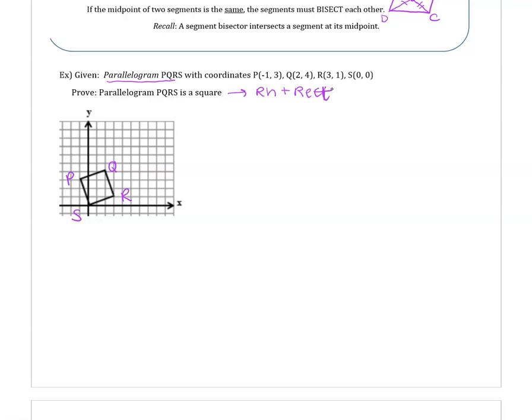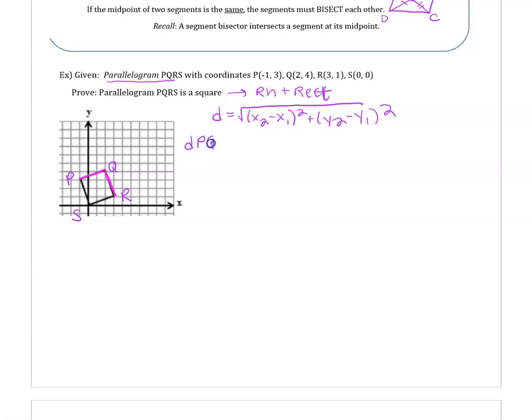Now, just to make sure we're using all of our different formulas, or at least 2 of the formulas, I'm going to start by using the distance formula. So distance equals, I'm going to write it down, the square root of x2 minus x1 squared plus y2 minus y1 squared. Now I'm just going to pick 2 sides. So let's say I pick PQ and QR. I'm going to show that those consecutive sides are congruent, because if I can show consecutive sides in a parallelogram are congruent, then that means that it must be a rhombus.